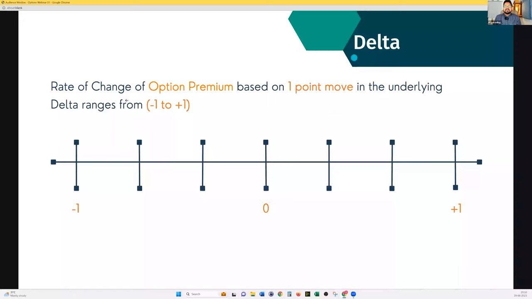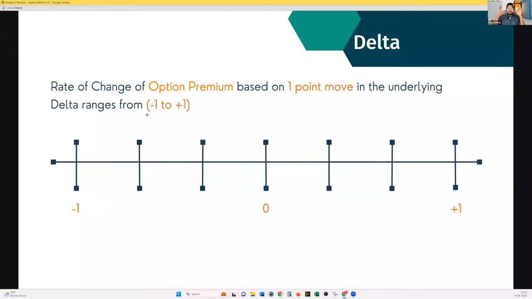Delta is nothing but the rate of change of option premium based on one point of move in the underlying. How are these option premiums increasing? If the market moves 10 points or 100 points, the strike price you have selected sometimes moves only 10 points, or only 100 points. If there is a 200-point move in the underlying, your option strike moves only 100 points. What is the reason behind it? Here comes the answer: delta.